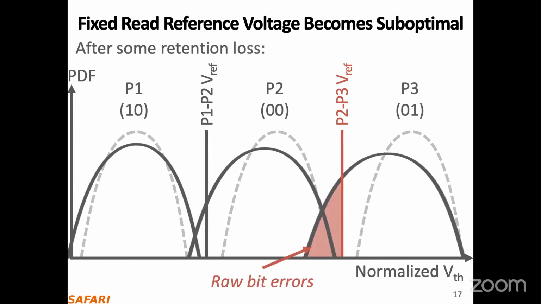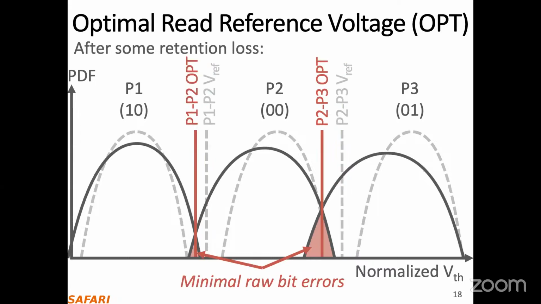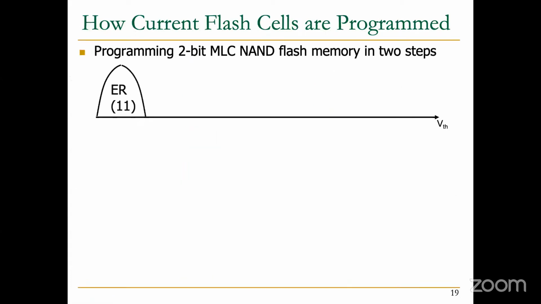So we call this raw bit errors. Ideally, in such cases, you want to have minimal bit errors. So probably you need to understand which reference voltage will reduce the amount of errors. We will see how we can predict that voltage later on also.